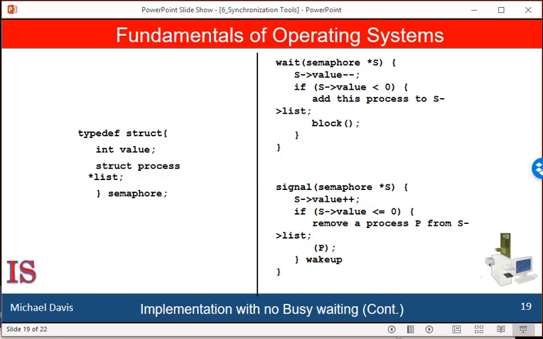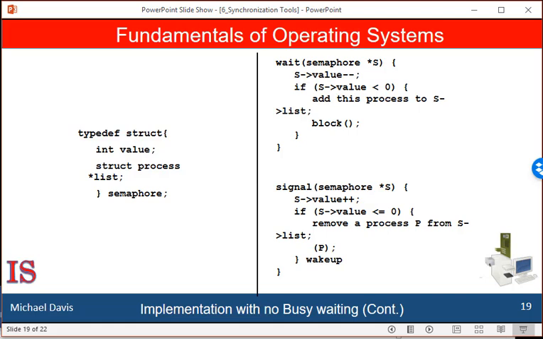To implement the semaphores under this definition, we define a semaphore as shown here. On the left, the structure of the semaphore is defined. On the upper right, a block operation is defined using the wait or V operation on a semaphore. And on the bottom right, a wake-up operation is defined using the signal or P operation on the semaphore.